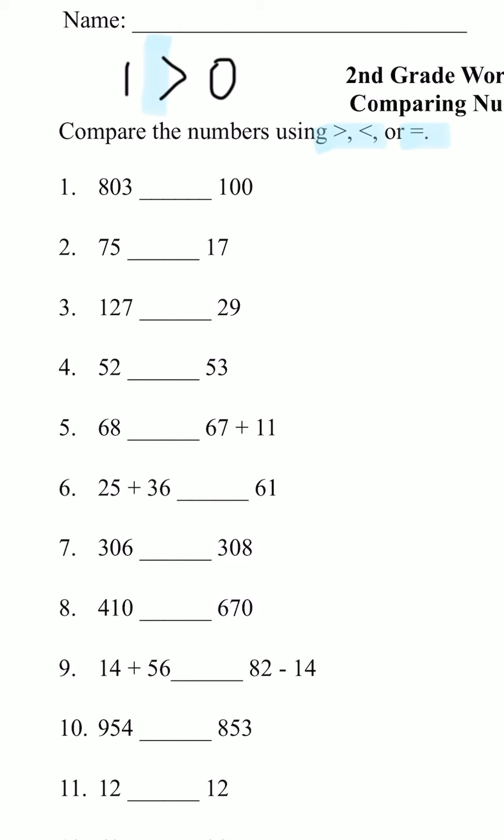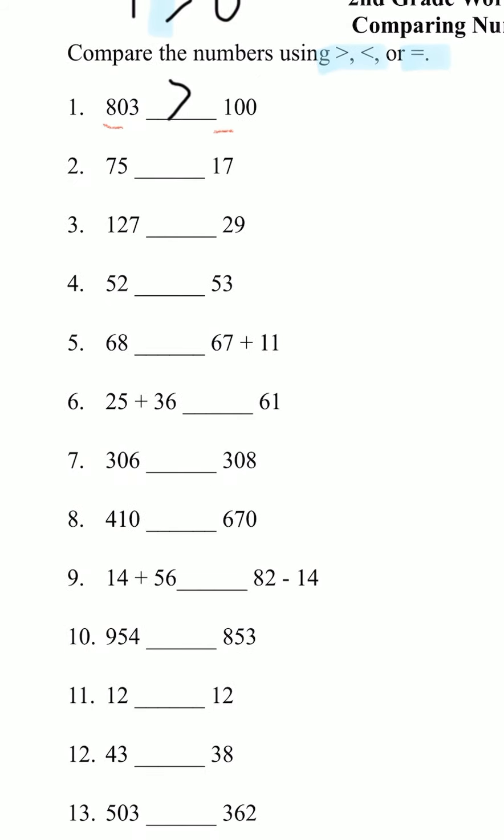So, we have 803 and 100. So, we're going to look at the first number. We have 8 and 1. 8 is bigger than 1, right? So 803 is bigger than 100.